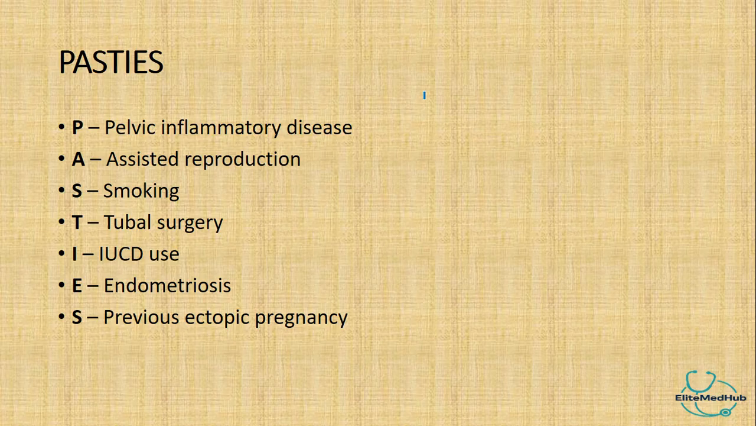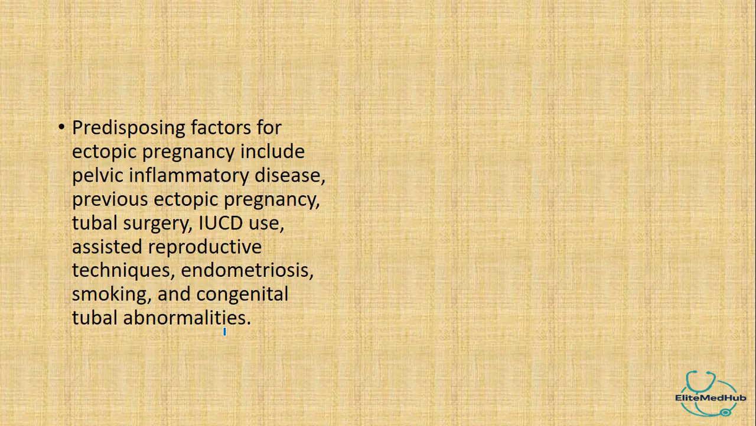Each time you think of the risk factors or the predisposing factors of ectopic pregnancy, you should think of PASTIES. P is for pelvic inflammatory disease. A is for assisted reproduction. S is for smoking. T is for tubal surgery. I is for IUCD use. E is for endometriosis. And S is for previous ectopic pregnancy.